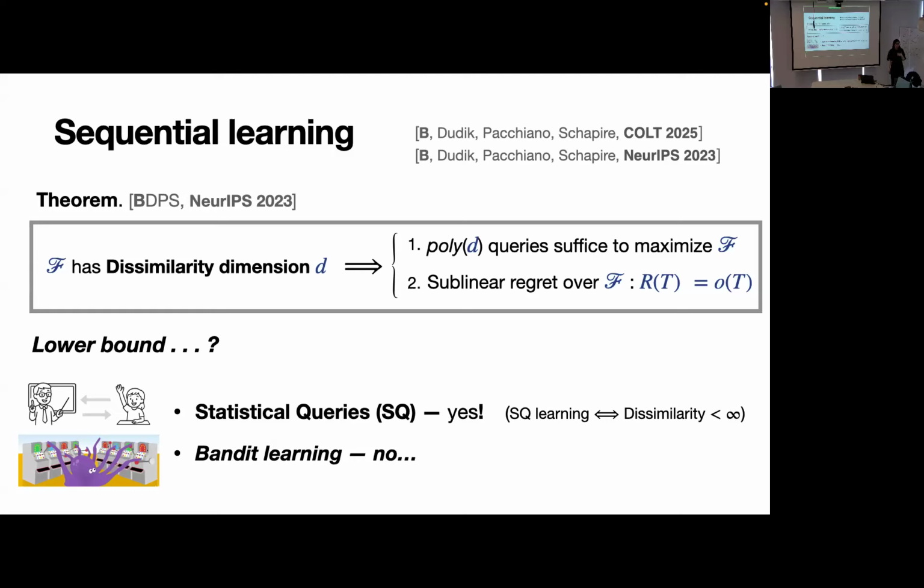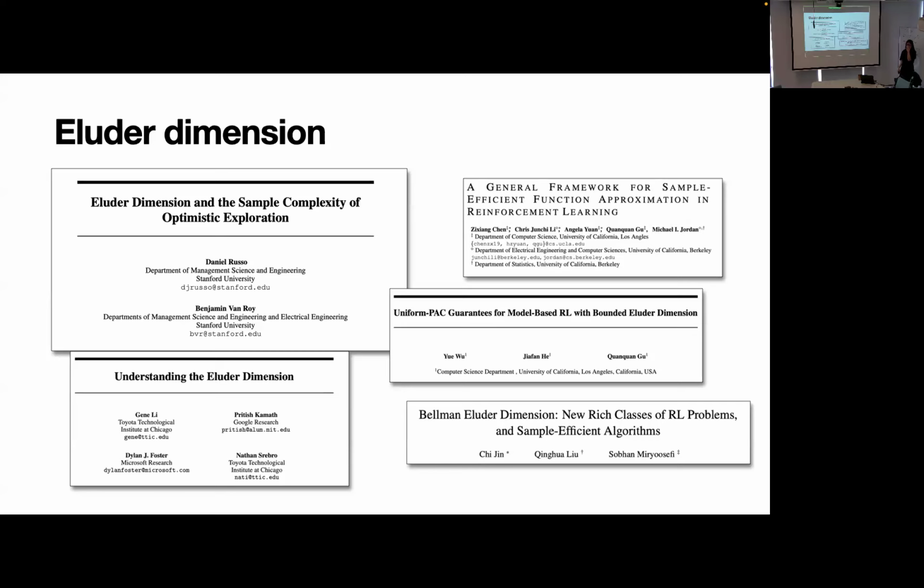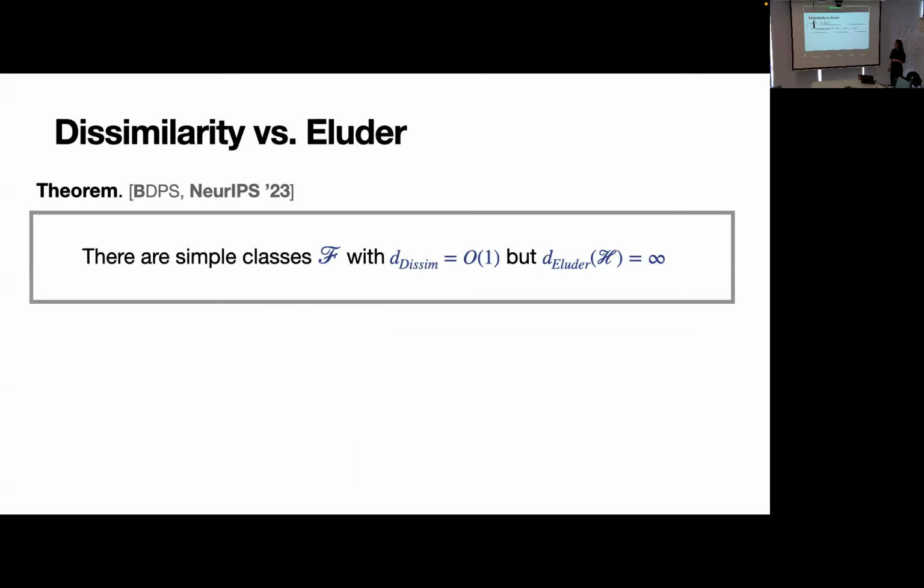Okay, so then we go out and check what other dimensions people usually use in this context. Maybe one of the most well-known dimensions in this context is called the eluder dimension, defined in the context of bandit learning, which also has extensions to reinforcement learning, very standard things. What we show is that the eluder dimension actually suffers from a similar problem. Specifically, we show that there are simple classes F that are easy to learn and have a constant dissimilarity dimension, but their eluder dimension is infinite. So in that case, using bounds that we give based on the dissimilarity dimension is significantly better.